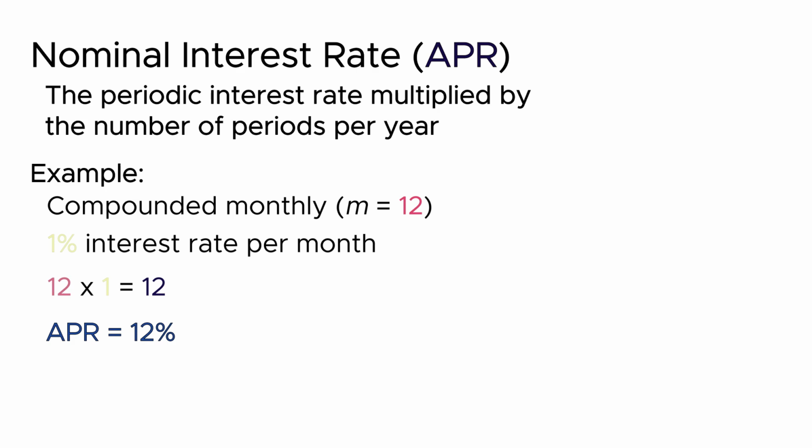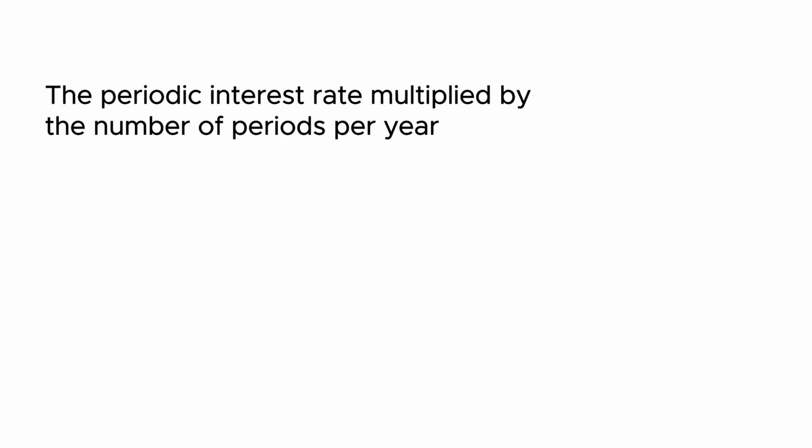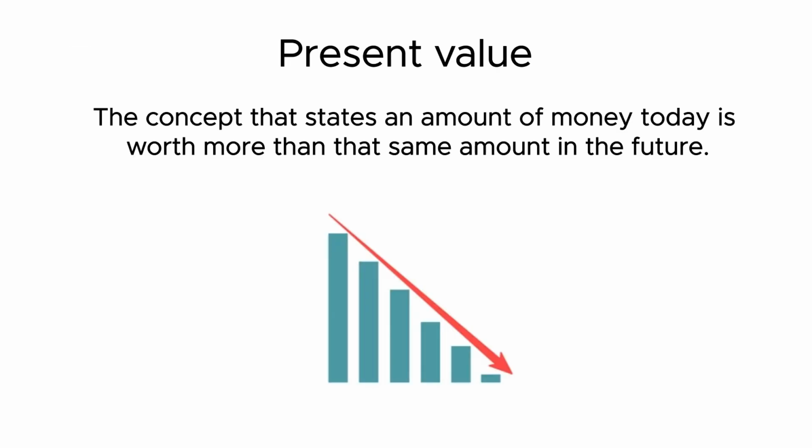For example, a nominal annual interest rate of 12% based on monthly compounding means a 1% interest rate per month compounded. A periodic interest rate is a rate that can be charged on a loan or realized on an investment over a specific period of time. Present value is the concept that states an amount of money today is worth more than that same amount in the future.